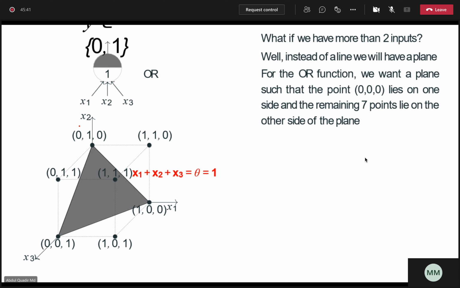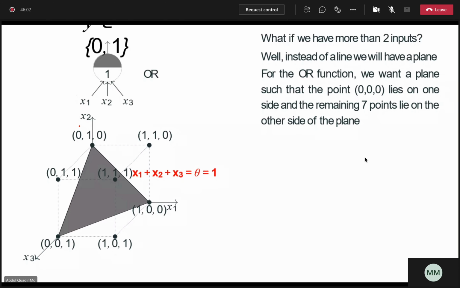But if it's more than 3 dimensions, where will you go, students? If it's more than 3 dimensions, what type of methodology will you go for? You'll go for planes, hyperplanes. Yes, hyperplanes. Very good. Hyperplanes. Okay, students.